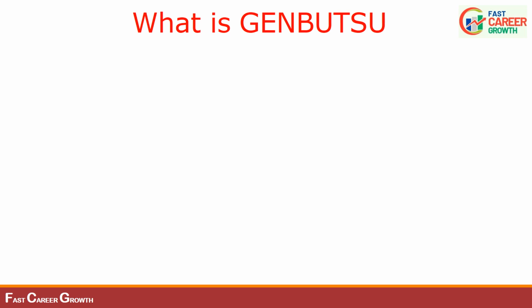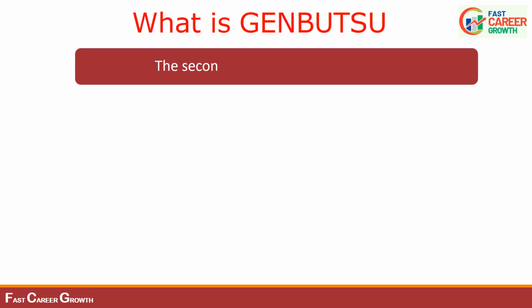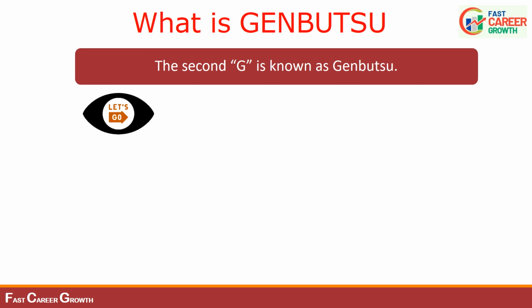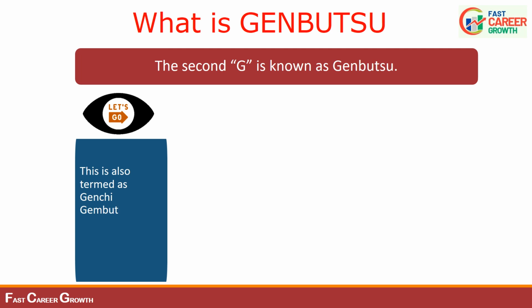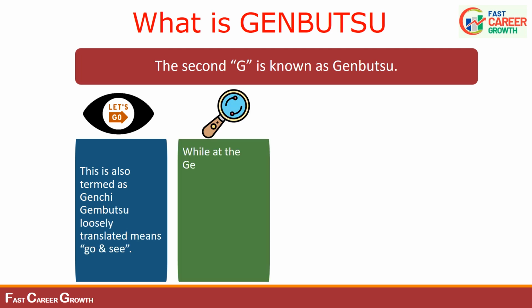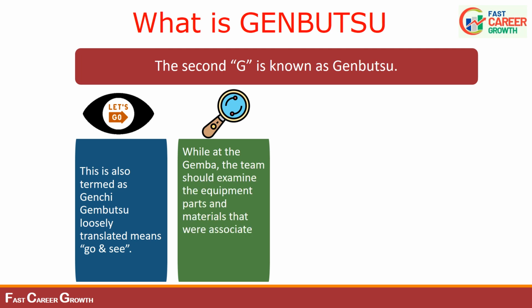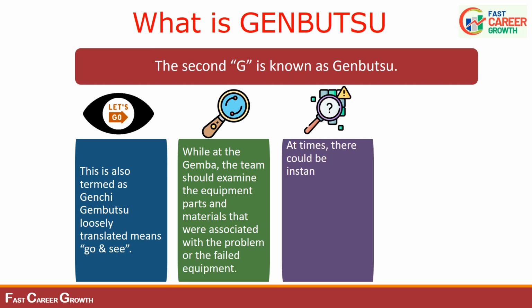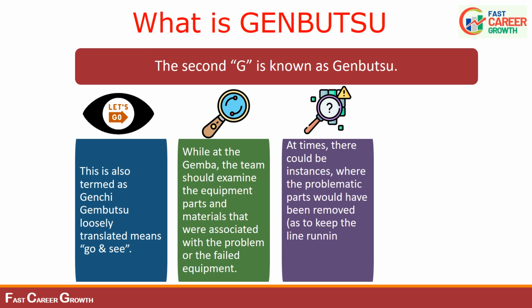Next, what is GENBUTSU? GENBUTSU, the second G, is known as GENBUTSU. This is also termed as Genchi Genbutsu, loosely translated as go see. While at the GEMBA, the team should examine the equipment, parts and materials that were associated with the problem or the failed equipment. At times, the problematic parts would have been removed to keep the line running even before the team arrives on the GEMBA.